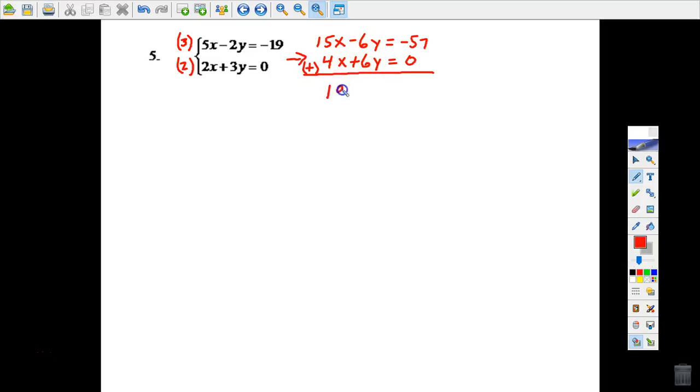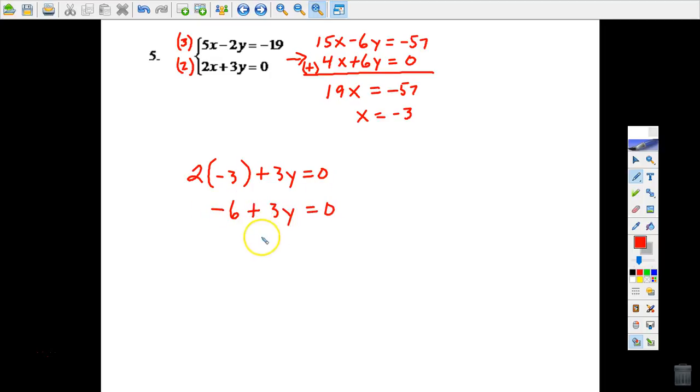15 plus 4x is 19x, and that's negative 57. So of course x is negative 3. And then you pick either one of these to plug x is negative 3. I'm going to go with the bottom. 2 times negative 3 plus 3y is 0. That's negative 6. 3y is 6, so y is 2. So our answer, ordered pair, negative 3, 2.